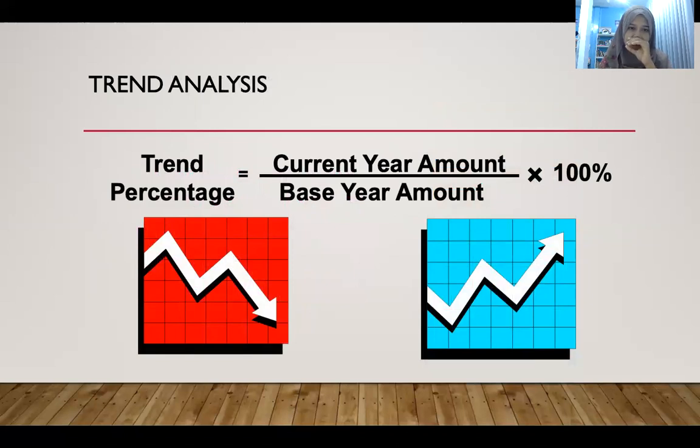Okay, so how do we calculate the trend percentage? We basically take the current year amount. Let's say just now 2018 and 2019. We take the current year, which is 2019, or if we talk about our real current year, which is 2020. So 2020 is the current year amount, and we take the base year amount for however many years we want to do the analysis. Then we take the earliest year of the analysis as the base year amount, and we multiply by 100%.